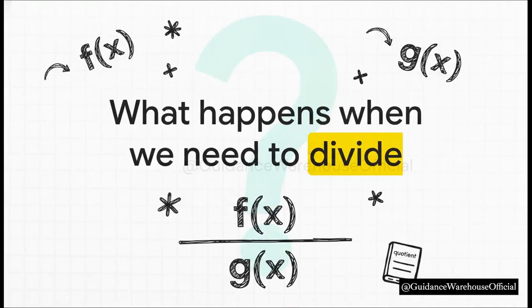But I want to leave you with a final thought to chew on. Now that we know exactly how to handle functions that are added, subtracted, and multiplied, what in the world happens when we need to divide them? What if one function is stacked directly on top of another? Well, that requires something called the quotient rule, and that is exactly what we are going to tackle in our next explainer.